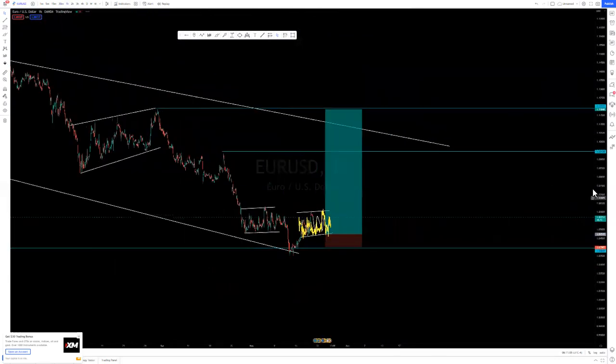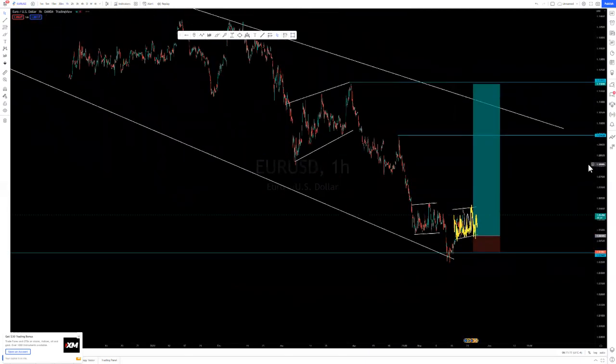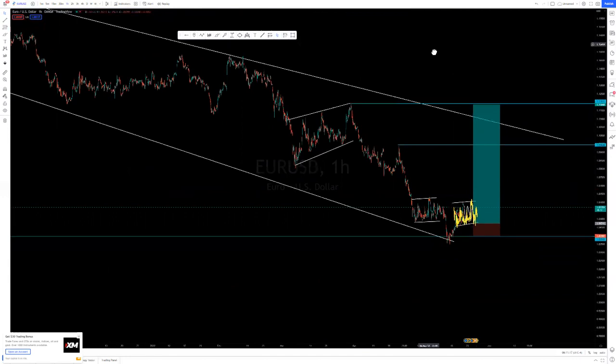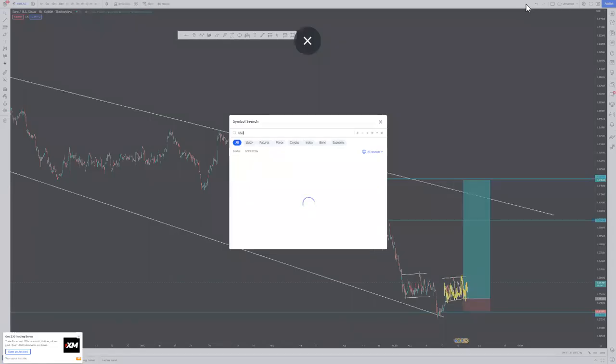Even if you were to go to the 1 hour, you have to wait for that sideways correction. If I'm making sense, you have to wait for that sideways correction. So this one was EURUSD, guys. Okay, let's check USDJPY.